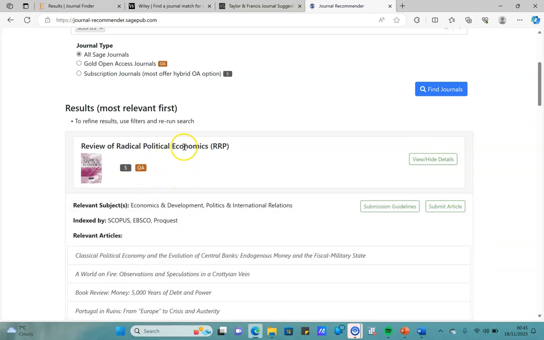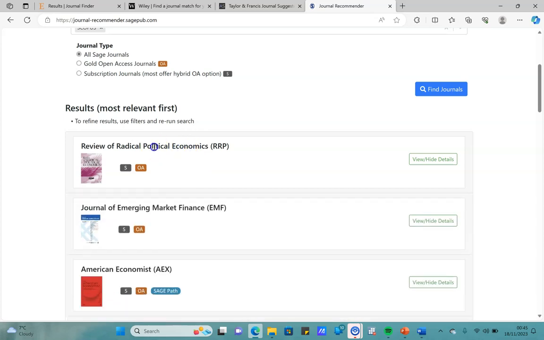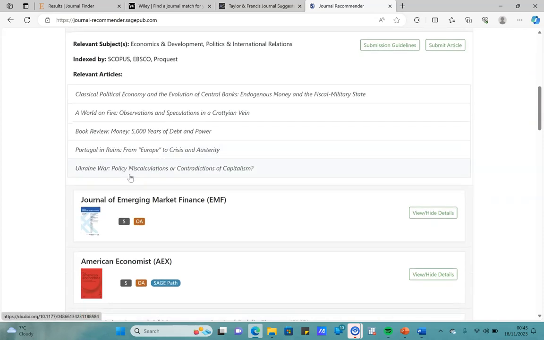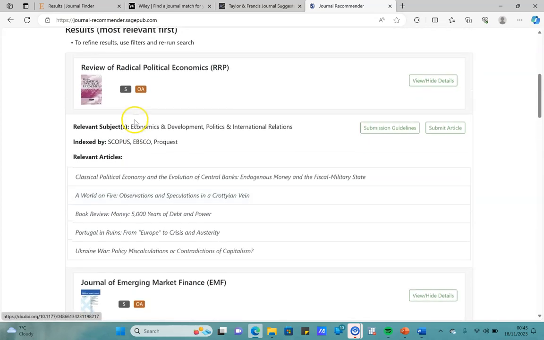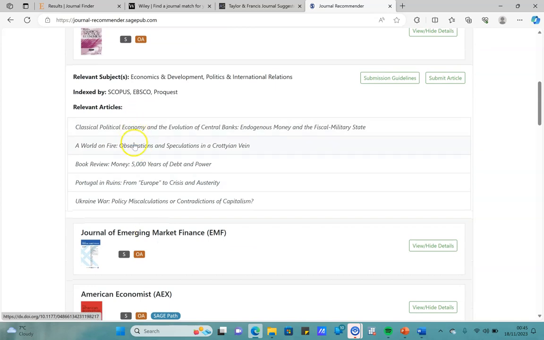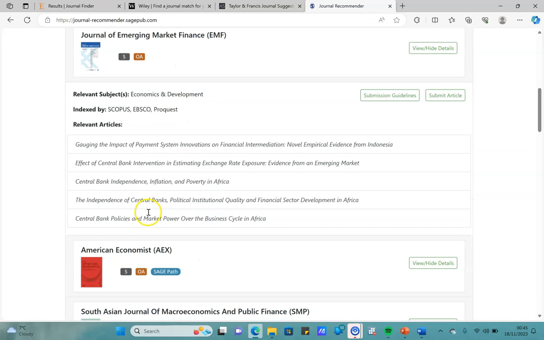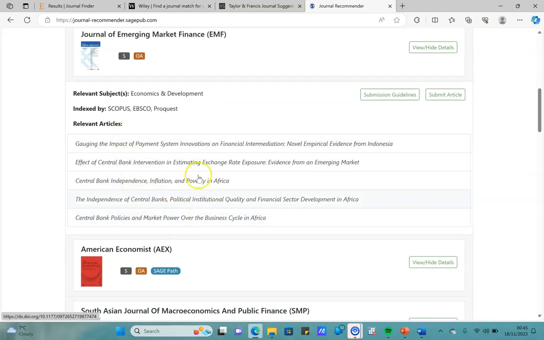Yeah, okay. So once I click on the name of the journal, you get the relevant subjects indexed by relevant articles. Okay, this is quite nice. So Sage is actually not only giving you the journal suggestion, it is also telling you what are the papers relevant, and I'm not sure whether it's entirely relevant with my paper, but it's a nice touch.